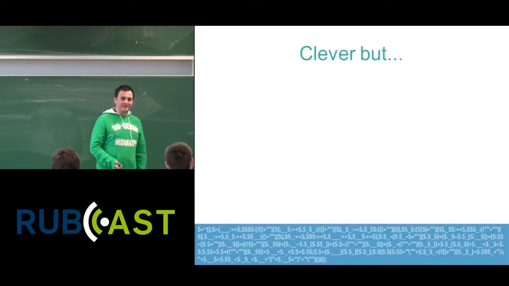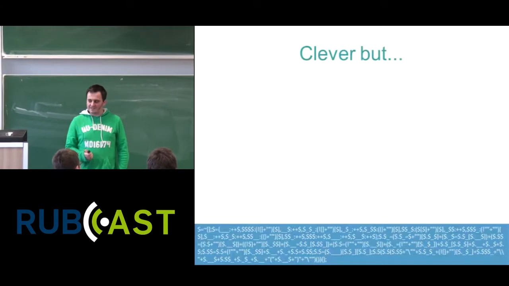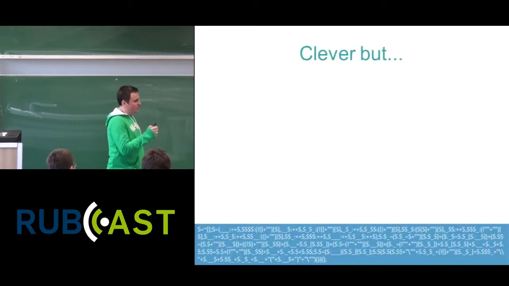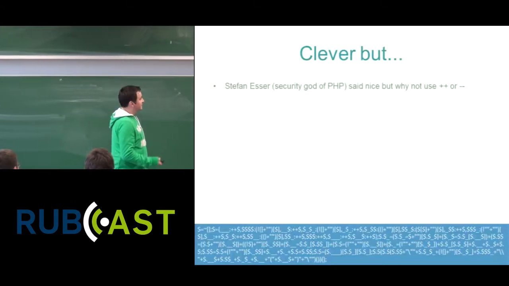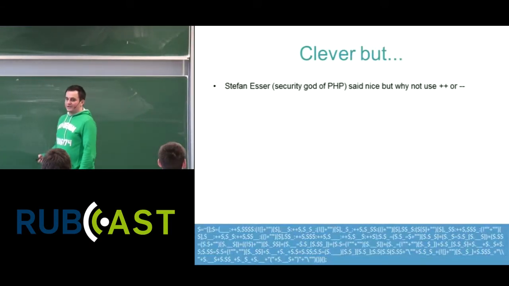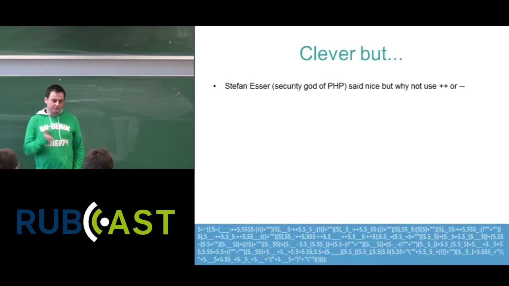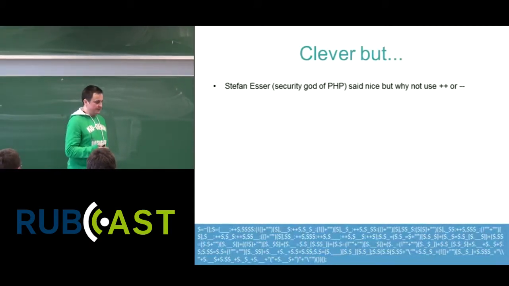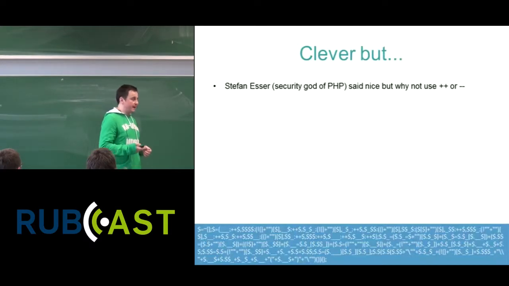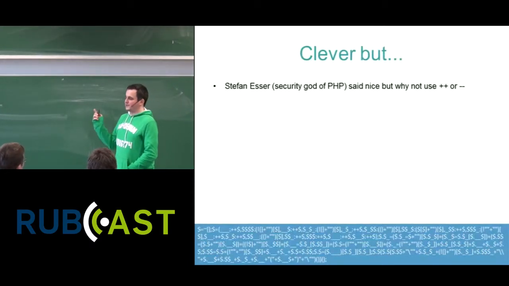So I thought I was really clever, quite pleased with myself. And I was thinking, yes, I've finally worked it out. And I boasted on Twitter, and yeah. And then Stefan Esser, have you heard of him? Anybody who does PHP and security will have heard of him. He maintains the Suhosin patch in PHP. And he said, why not use plus plus, minus minus, increment, decrement?